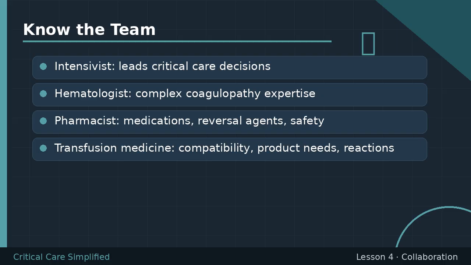For example, situation, the patient has new-onset bleeding. Background, recent surgery and anticoagulant use. Assessment, INR is elevated with active oozing. Recommendation, request immediate evaluation and transfusion guidance.